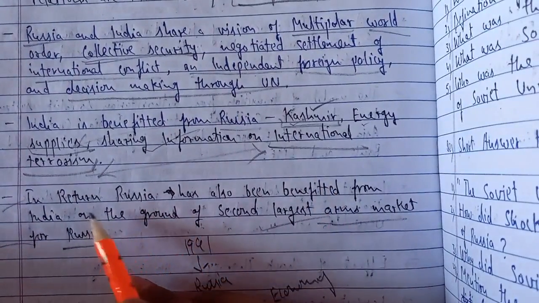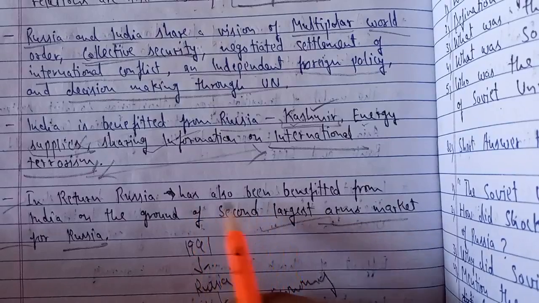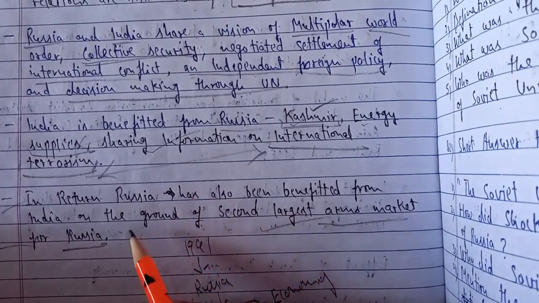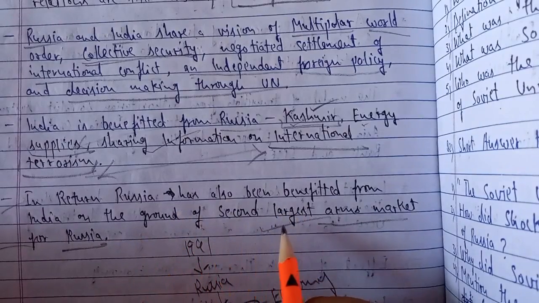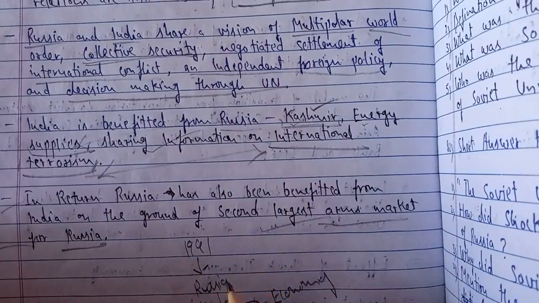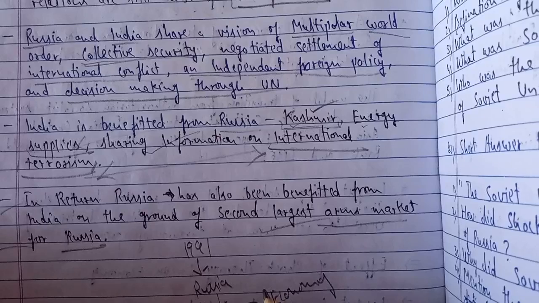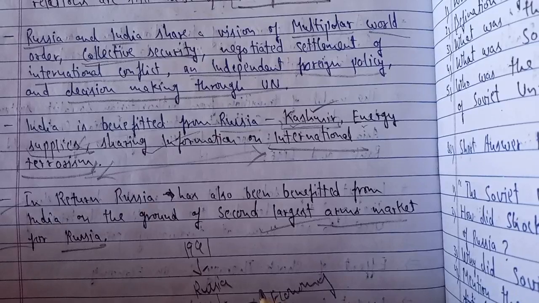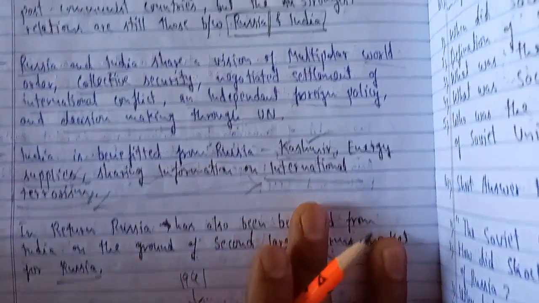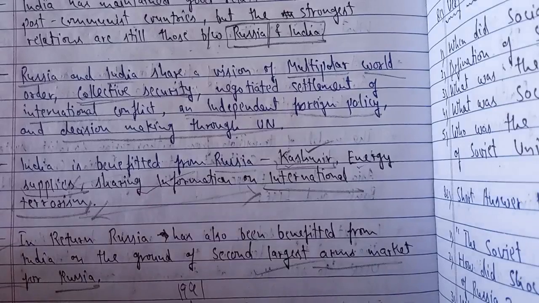In return, Russia has also benefited. What is the benefit to Russia for helping India? India is the second largest arms market for Russia. It means the manufactured arms, ammunition and arsenals for the military are purchased by India from Russia. In many chapters we will be discussing more about the relation between Russia and India. In the next chapters we have a topic on it.